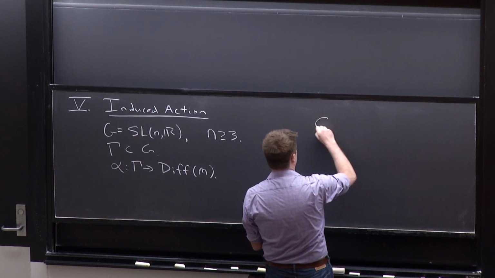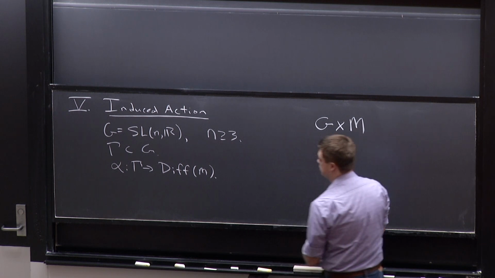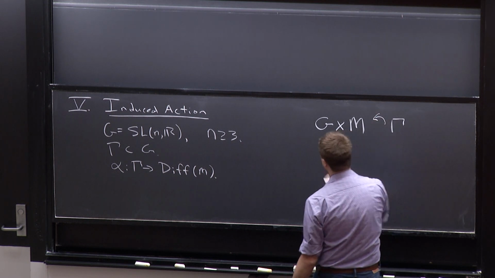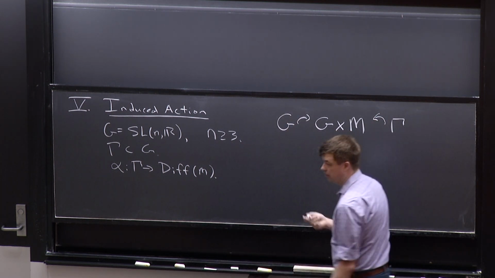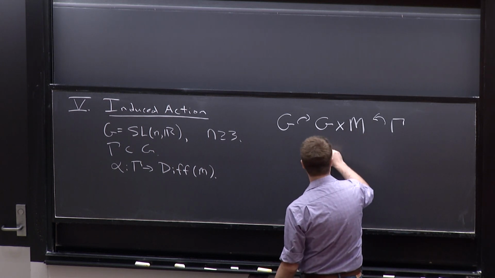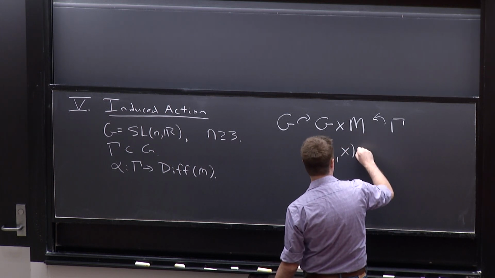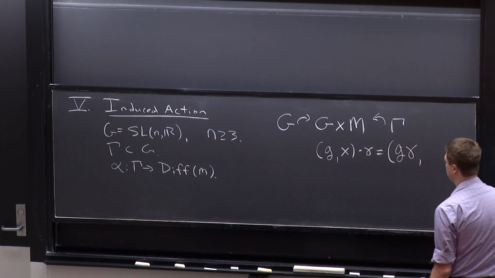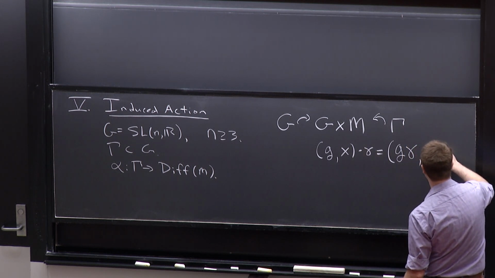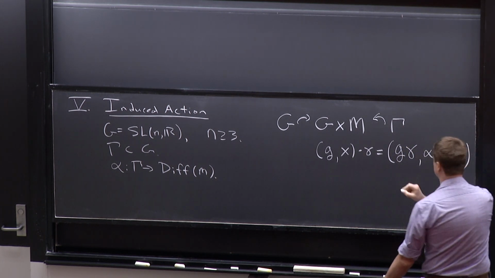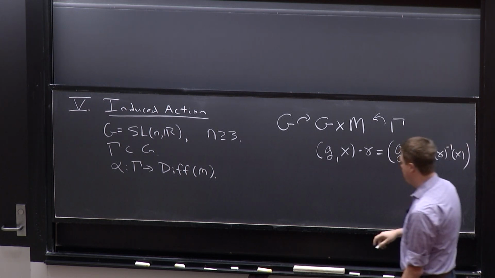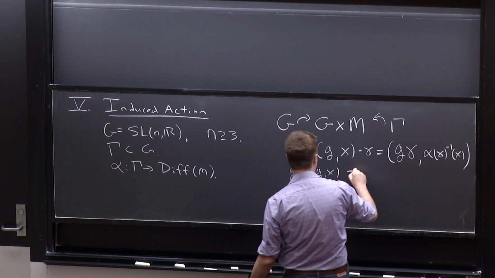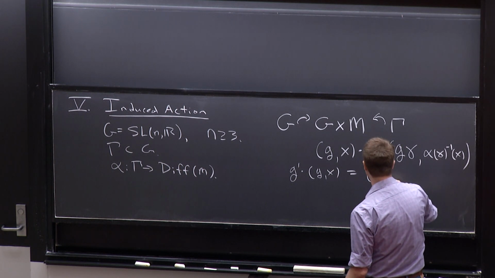So you start with G times M, and this will be some covering space for the auxiliary object. I'll have gamma act on the right, and I'll have G act on the left, and I'll tell you what these two actions are. If you take the ordered pair (g, x) and hit it on the right by gamma, you want this to be (g gamma, and then to make it a right action, you want to take alpha of gamma inverse of x). So that's the right action. And then there's a left action, which is g' hit (g, x). This is just (g'g, x).